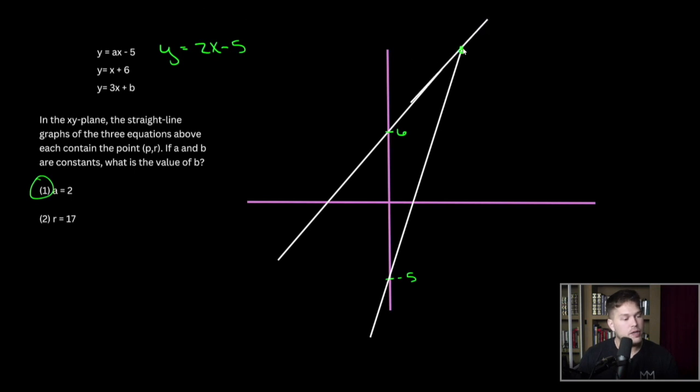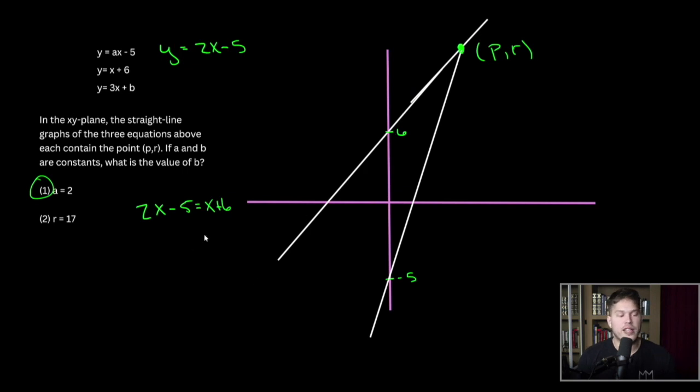So here's our point of intersection. This would be our point (p, r). We would know this value because we could solve for the point of intersection of these two lines. We would set 2x minus 5 equal to x plus 6. And whenever we solved, we would have our point of intersection.